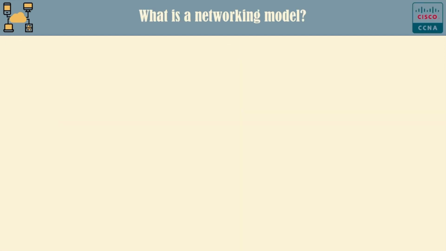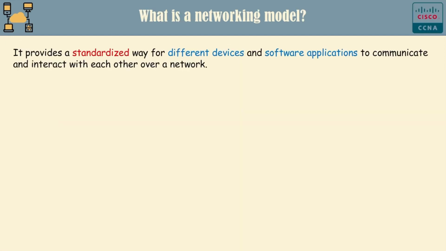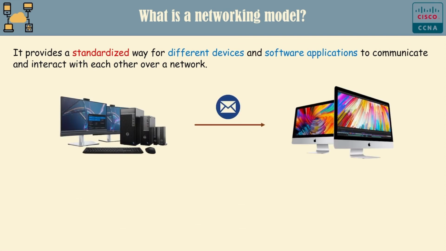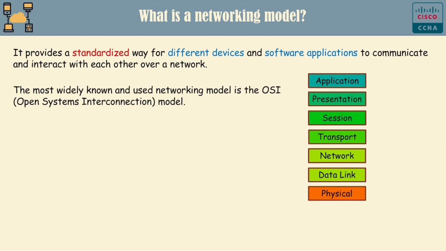What is a networking model? It provides a standardized way for different devices and software applications to communicate and interact with each other over a network. You can see the following example. It's about email transmission between devices from different manufacturers. In order for this action to happen smoothly, all devices from their makers have to follow the rules of the networking model. The most widely known and used networking model is the OSI, Open Systems Interconnection, model.